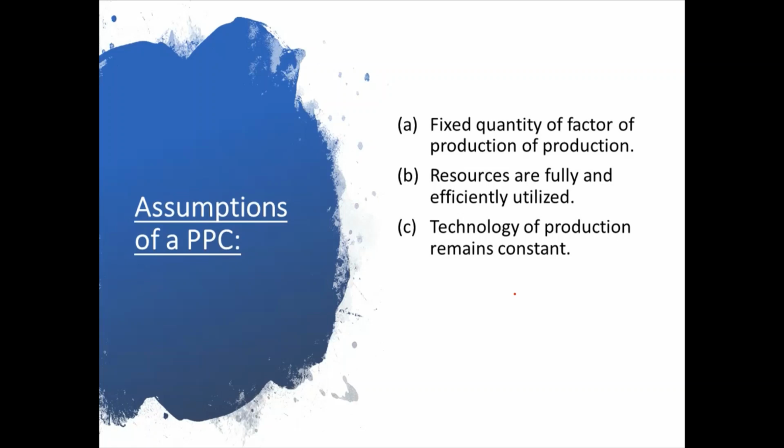The third is technology of production remains constant. The technology that you're using for producing those combinations of two goods remains constant. It is neither upgrading nor deteriorating. So this is an important assumption that there is no upgradation happening in the technology. The machines that you're using are the same that have been there in the economy. So the production possibility curve assumes that.